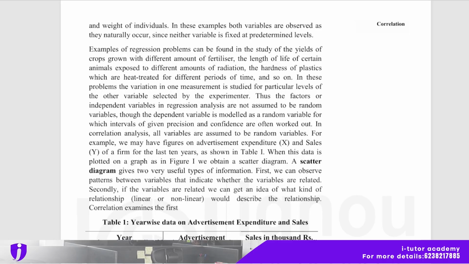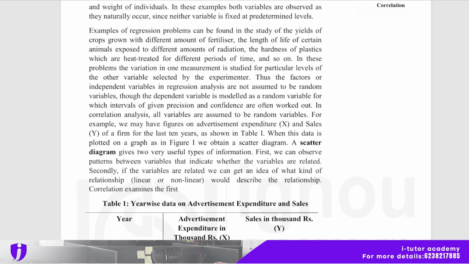An example of regression problem can be found in the study of the yield of crops grown with a different amount of fertilizers, the length of life of certain animals exposed to different amounts of radiation, the hardness of plastics which are heat treated for different periods of time, and so on.